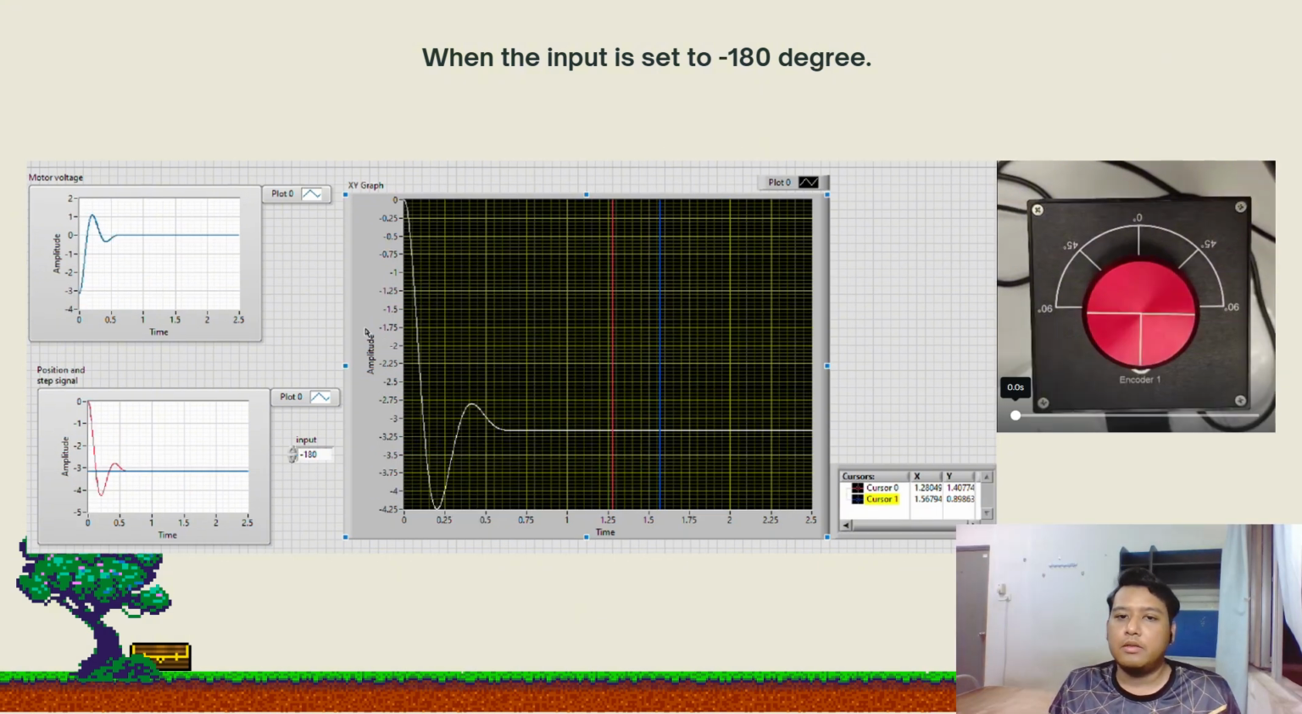My name is Muhammad Akram, and I'm going to explain the output graph when the input is negative 180 degrees.